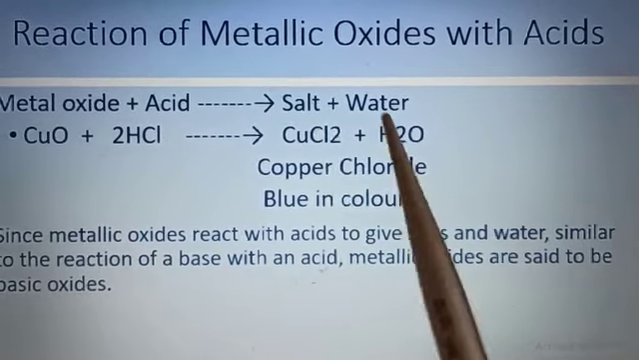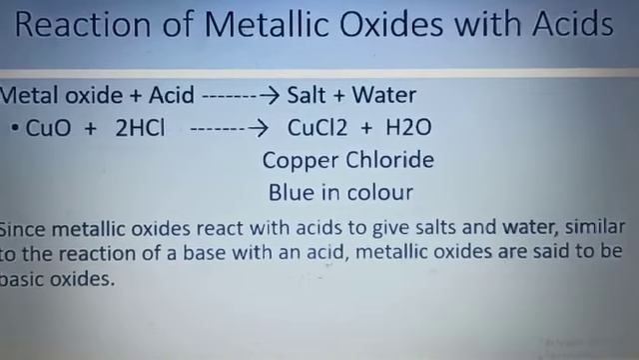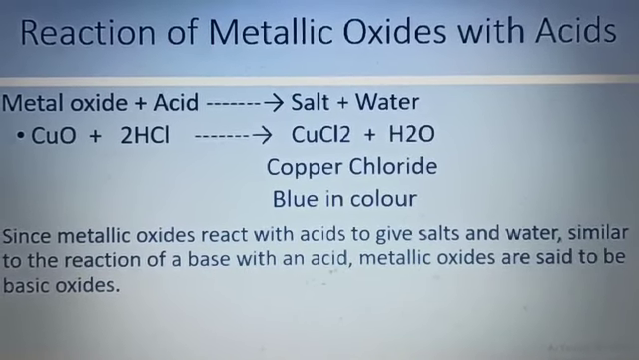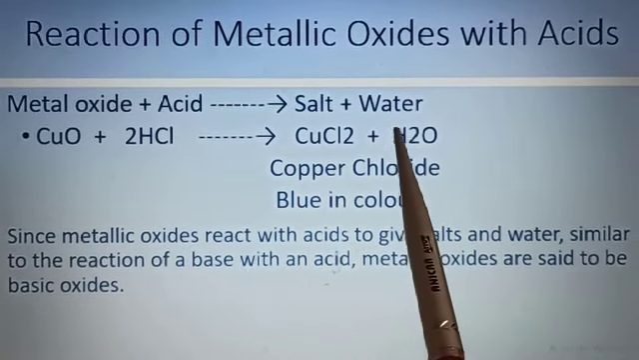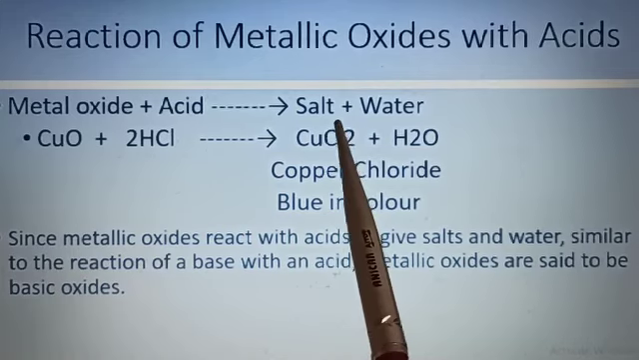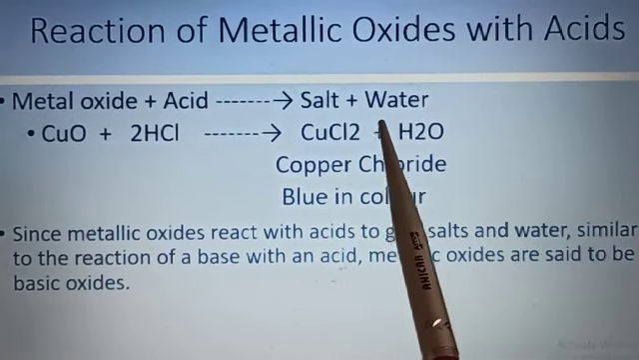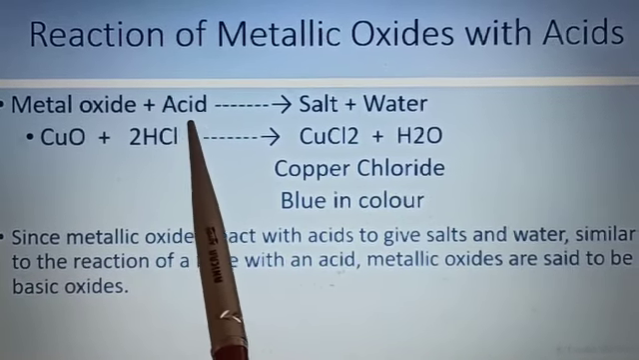Next we will learn about the reaction of metallic oxides with acids. Metallic oxides means oxides of metal. So whenever the oxides of metal react with acid, they form salt and water again. So what is happening here? You can see that the products are the same as in the reaction of acid and base, and one reactant, that is acid, is the same. So what is left here?